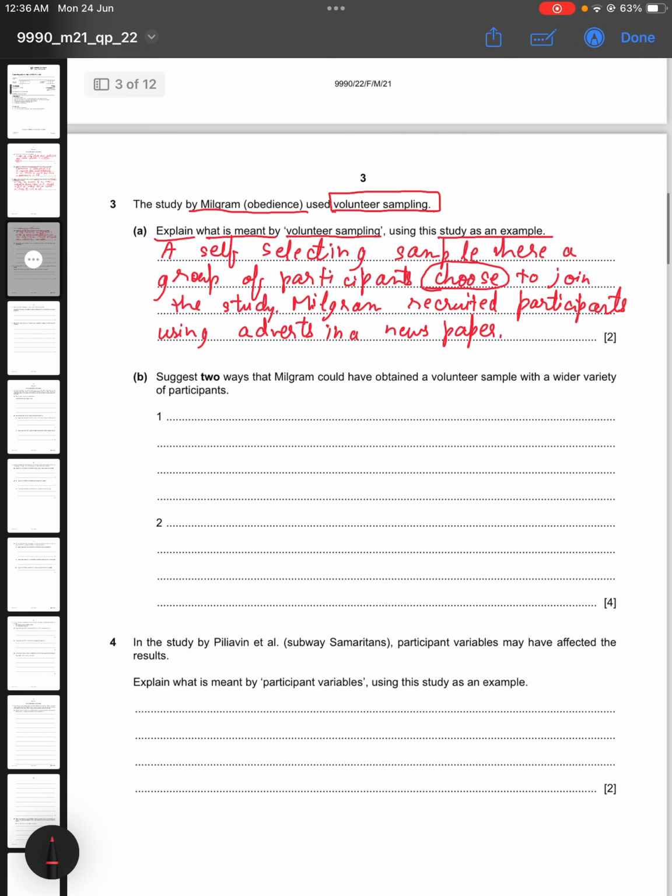Now part B says suggest 2 ways that Milgram could have obtained a voluntary sample with a wider variety of participants. So we need to suggest 2 ways, and you are going to get 1 mark per suggestion made. So for example, it says suggest 2 ways in which he could have recruited a sample with a wider variety of participants.